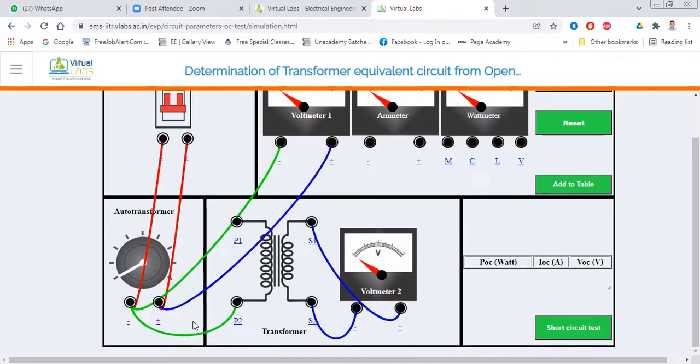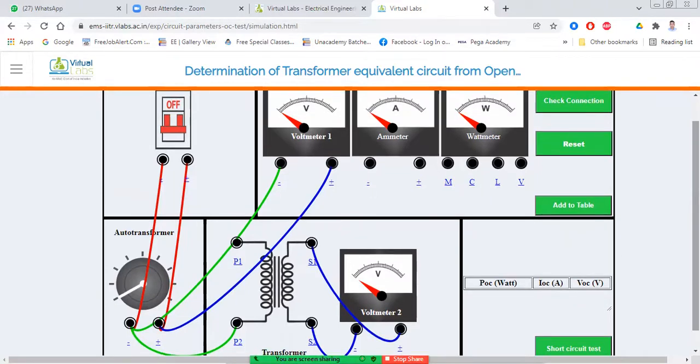OK. So this voltmeter, you can clearly see, we connect in parallel, so that we can find out the supply voltage. After that, we have to connect the ammeter from the second terminal of the auto transformer.